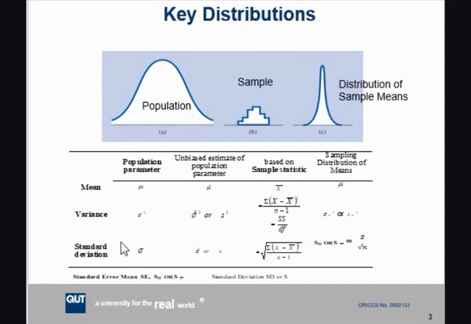So remember, each one of these distributions has a mean, variance, and a standard deviation. The standard deviation of our distribution of sample means is known as our standard error, or in other words, the amount of error we can expect when we're using our sample mean as an estimation of our population mean.